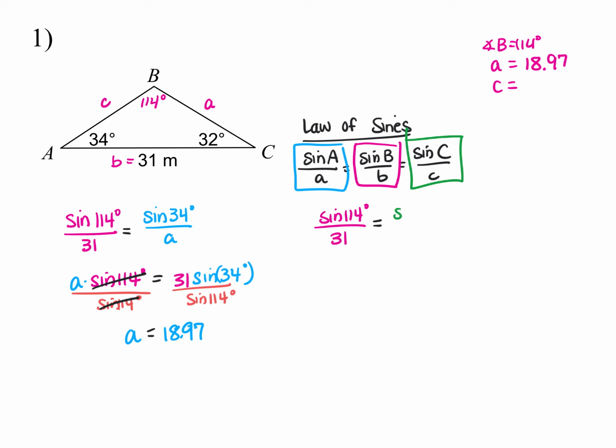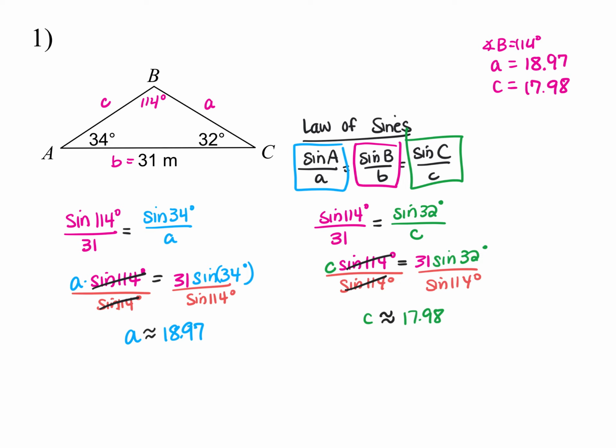And then I would just do sine of angle C, which is 32 degrees, over little c, and then the same process. Go ahead and see if you can solve that one and come back and check your answer. All right, and you should get 17.98 is a good approximation. All right, let's try one more.